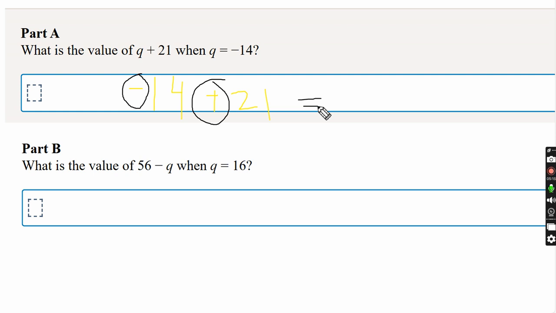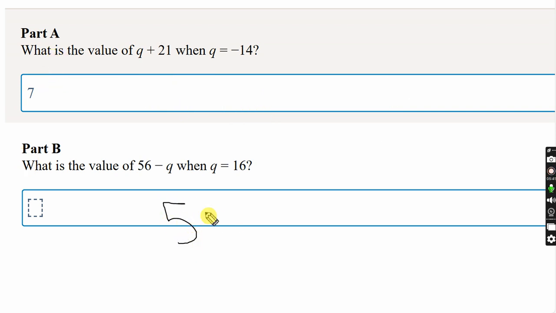When you subtract, what do you get here? Minus 14 plus 21, you get 7. Just keep in mind, different signs, you subtract, you get 7 here. And the sign will follow the larger number. Which one is the larger number? 21. So positive, the answer will be positive.